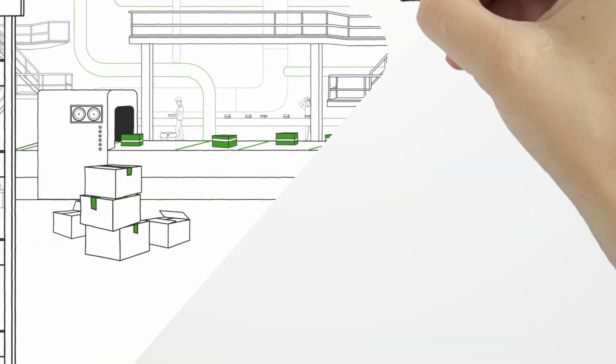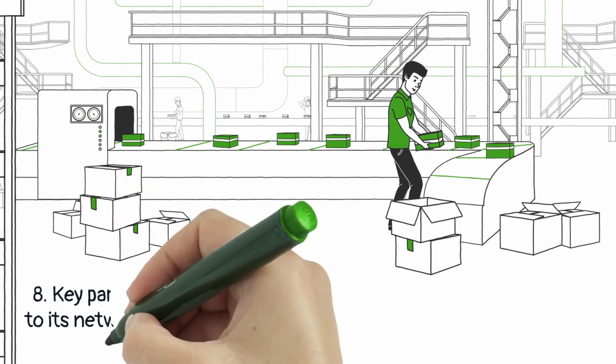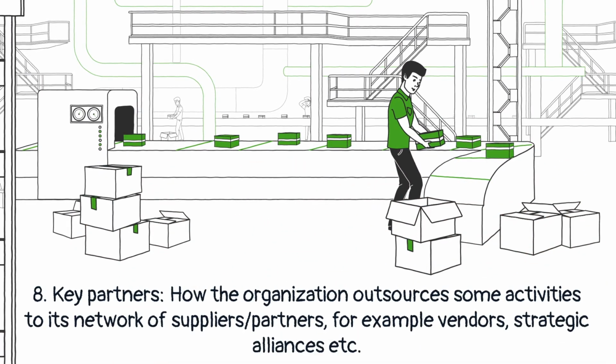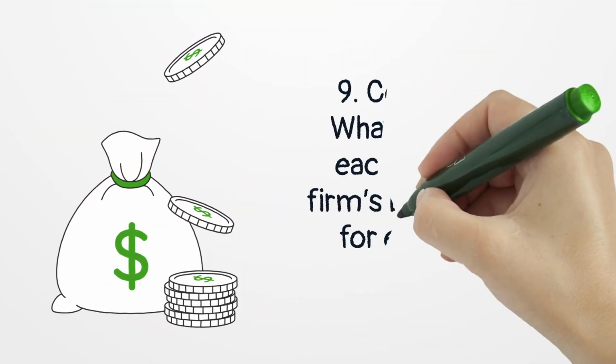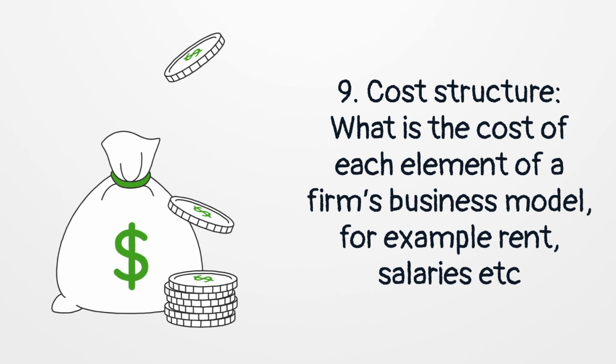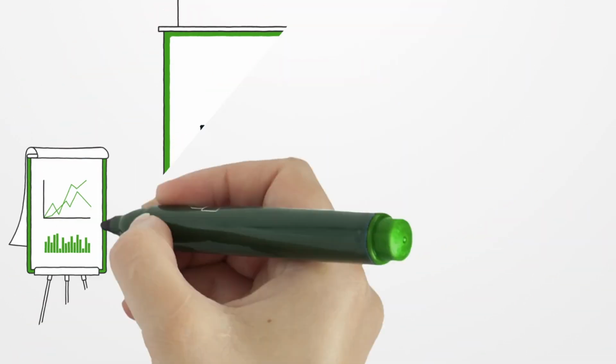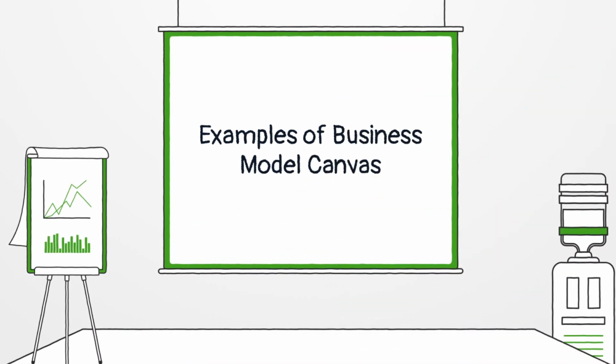8. Key partners. How the organization outsources some activities to its network of suppliers, partners, for example vendors, strategic alliances, etc. 9. Cost structure. What is the cost of each element of a firm's business model, for example rent, salaries etc. Few examples of business model canvas are displayed in the next slides.